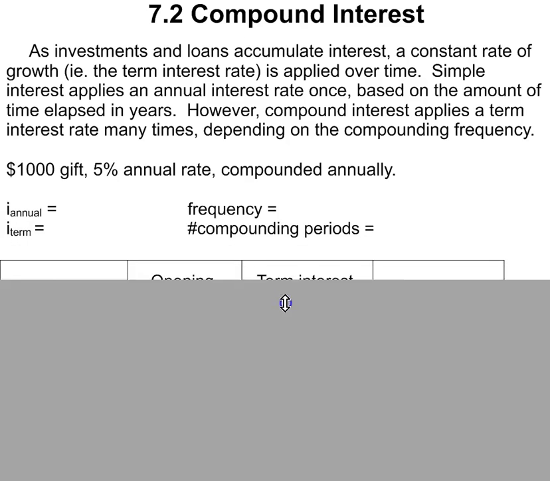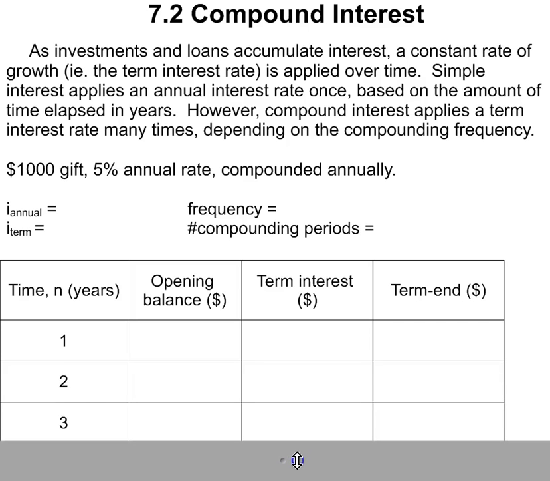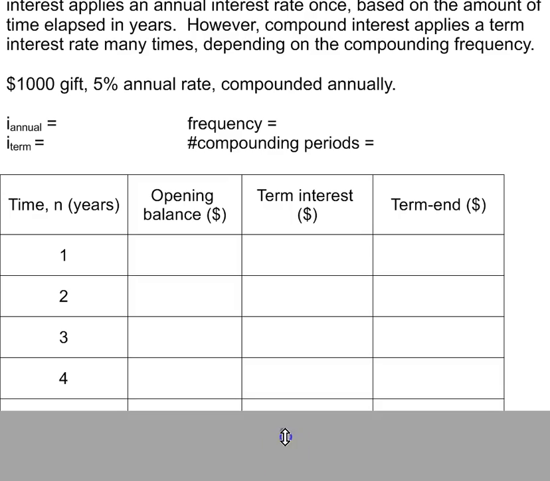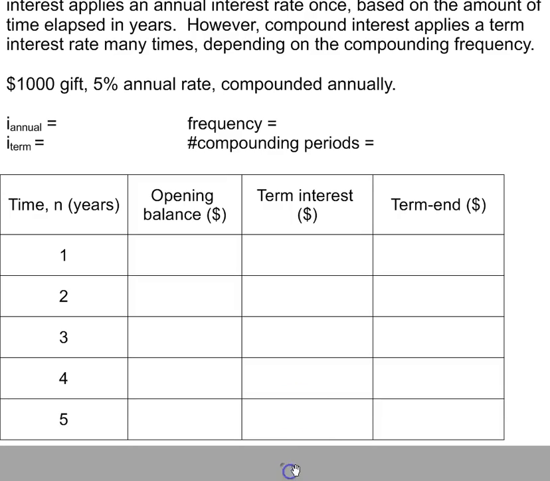As you look at the table, it's structured a little differently here. The first thing you'll observe is that in addition just to time, we need to know the opening balance at the beginning of that term. We need to calculate the term interest, which is what we had done before, and then we're going to calculate the amount at term end. I was calling that the term end value.